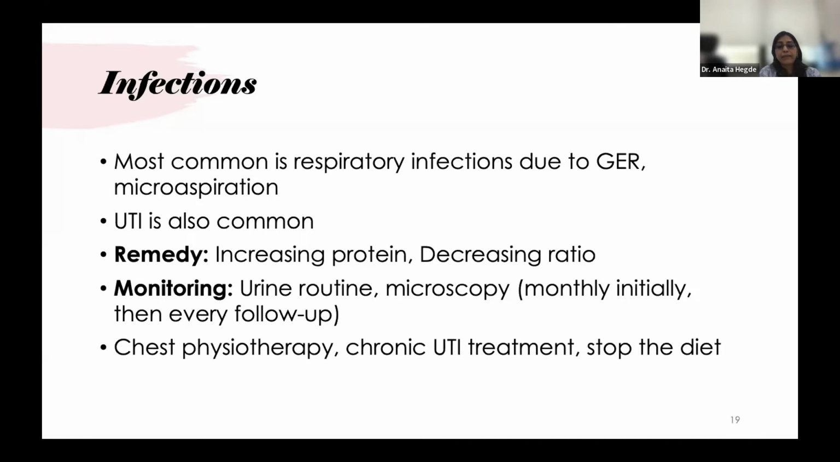Monitoring is by checking the urine routine regularly. Urine microscopy is done monthly or initially and then at every follow-up. Chest physiotherapy can help with the microaspirations. Chronic urinary tract infection treatment is helpful. In worst case scenario, we need to stop the diet if the infections are difficult to manage.